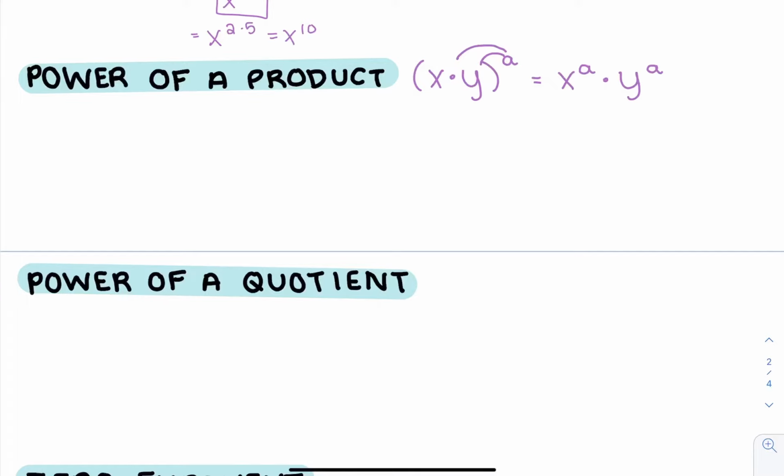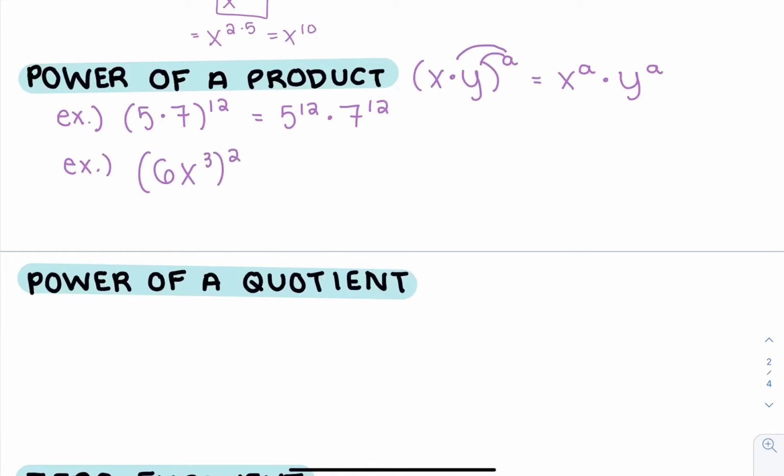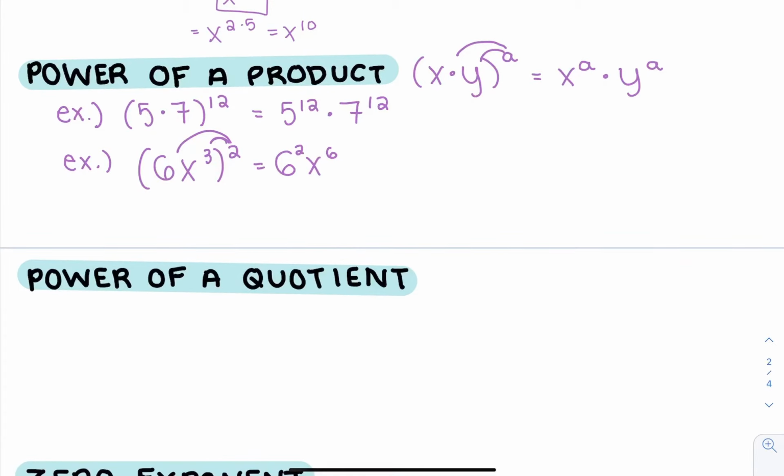The reason this gets tricky, let's try an easy one first. So let's say I have 5 times 7 to the 12th. This is just 5 to the 12th times 7 to the 12th. If I have something that looks like this, let's say 6x cubed squared. What happens here is people remember to give this to the 3, so they remember this x to the 6, but they forget that the 6 also needs to have the exponent. So this is 6 squared x to the 6. So that's like the biggest mistake people make for power of a product.